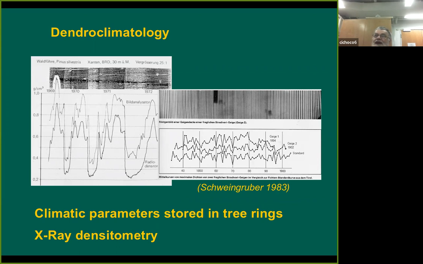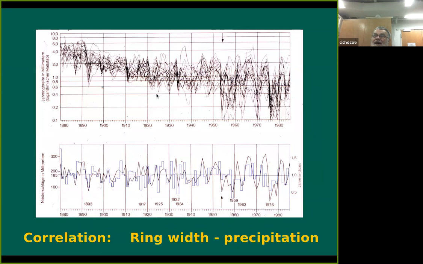So it is done with the help of X-rays, and these X-rays can, first of all, show the ring borders, and second, they also show a degree of the thickness of the cell walls, and these are of course also a hint towards a certain climatic situation. So here we have an example for a reconstruction of precipitation with the help of ring width.